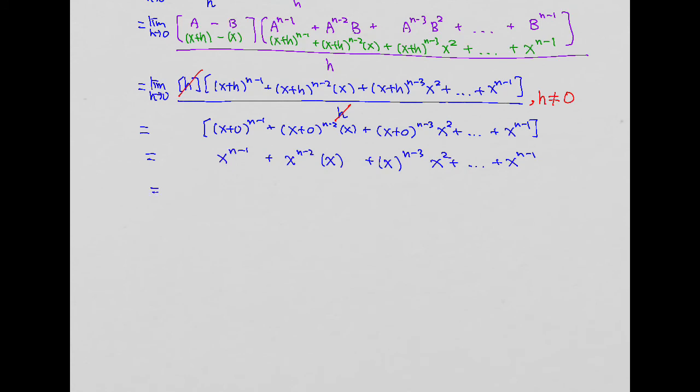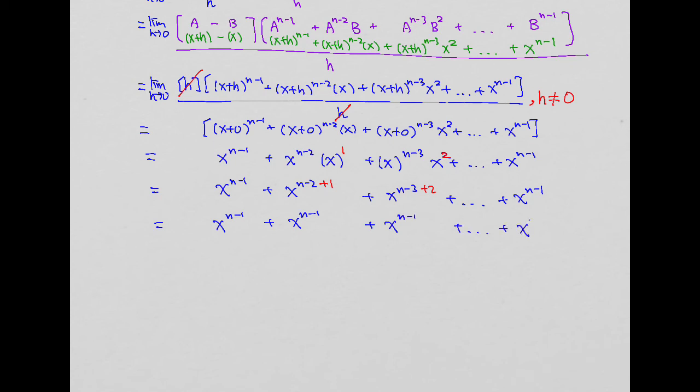Then we can simplify the line to this. Plus 1, because that's exponent 1 here. Plus 2, because that's exponent 2 here. Now, let's simplify all the exponents, and you will see they all have n minus 1 as exponent. And there are in total n terms. Therefore, we can write n times x to the exponent n minus 1.